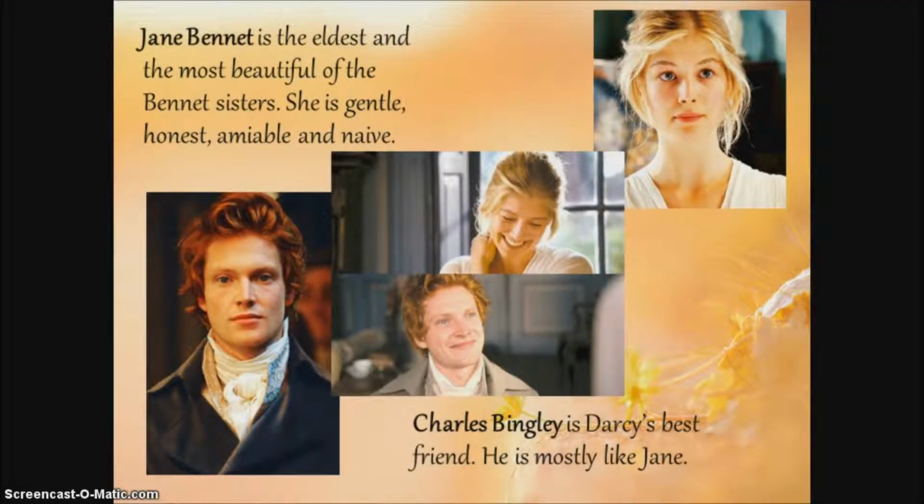Charles Bingley. Charles Bingley is Darcy's best friend. He is an amiable and good-tempered person like Jane, and even if he is very rich, he is not interested in class differences. Bingley is so modest as to be swayed by the opinions of others.